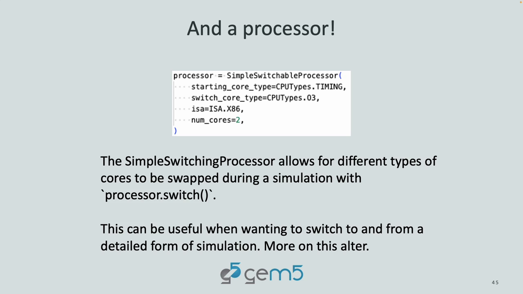Timing, on the other hand, is faster. I will explain what timing means, but just take my word for it. It's not out of order. It's a simpler processor, and it will run faster. So the logic behind the simple switchable processor is: why don't we just run on the low fidelity CPU for the stuff we don't care about, and then press a button and switch the cores out for the ones we do care about.